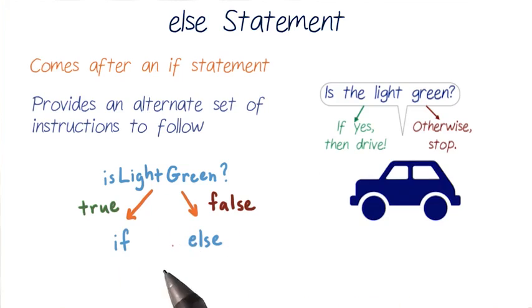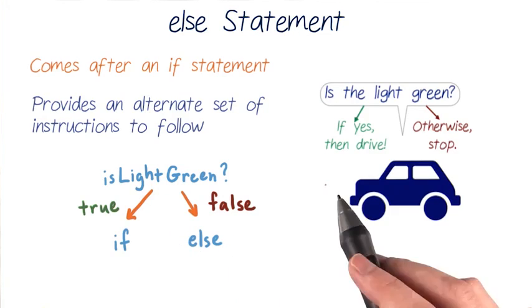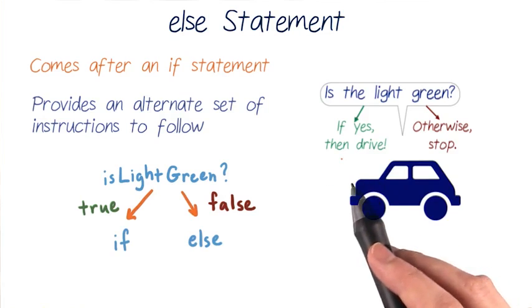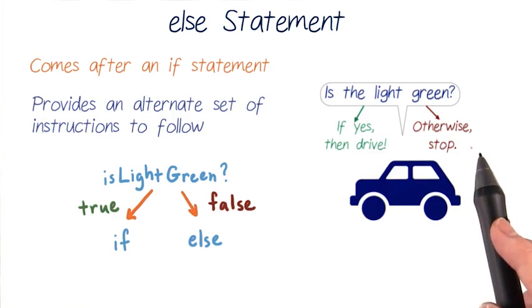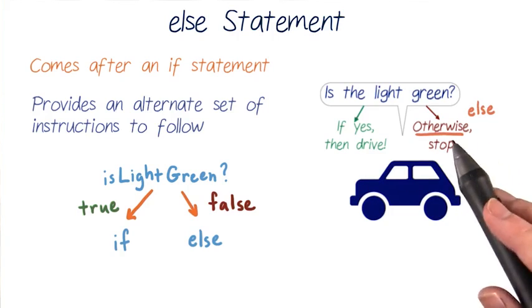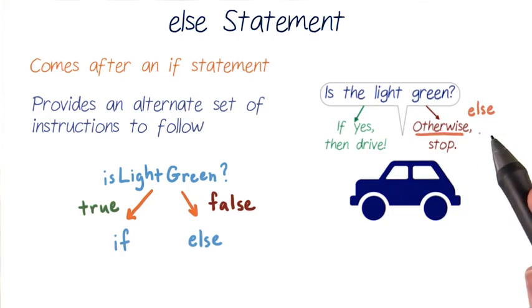And actually, the if-else statement is often compared to how humans make decisions. Like in this case, I might describe our driving decision as, if the light is green, I'll drive, otherwise I'll stop. And an else statement is the code equivalent of saying otherwise.